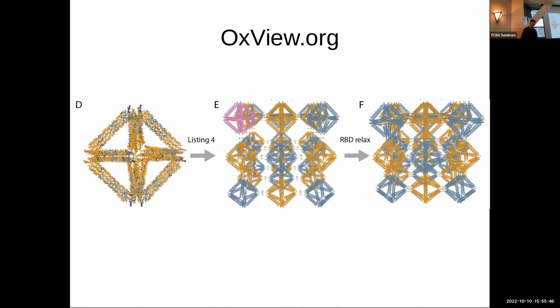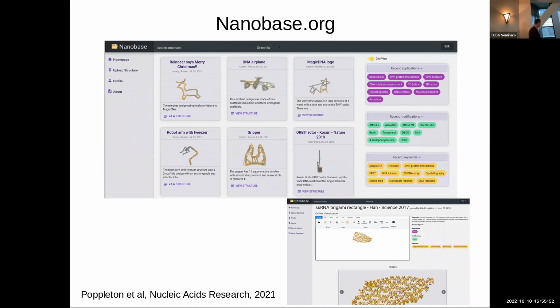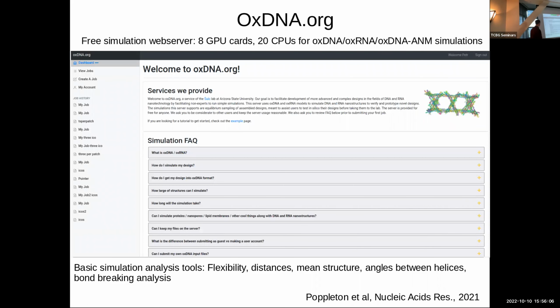This was all like 2 programs in JavaScript. In terms of the resources that we made for the community, we encourage everybody to upload their experimental or simulation structures to nanobase.org so that other people can download them, simulate them, and edit them as they please. And for the most common use case, which is using the oxDNA or oxRNA models just for sampling simulations and getting an idea of what the mean structure and the flexibility of the structure look like, we have a free public web server where people can upload the structure, run it for 4 days, and get a flexibility analysis or analysis of distances between different regions of the structure.